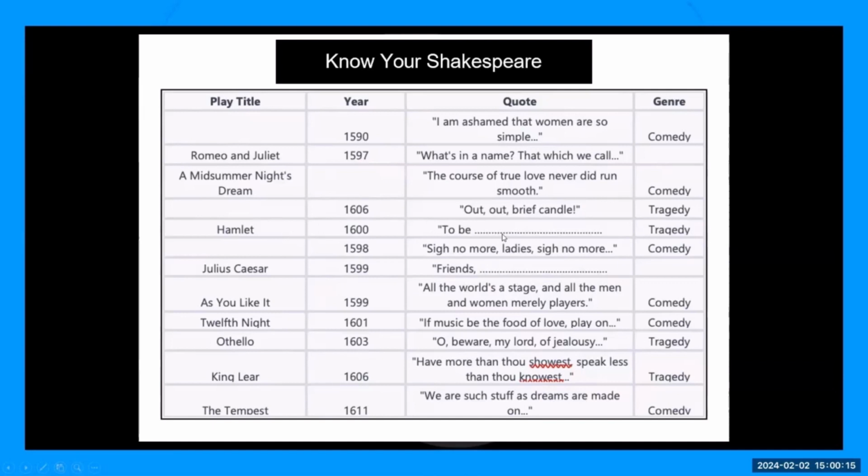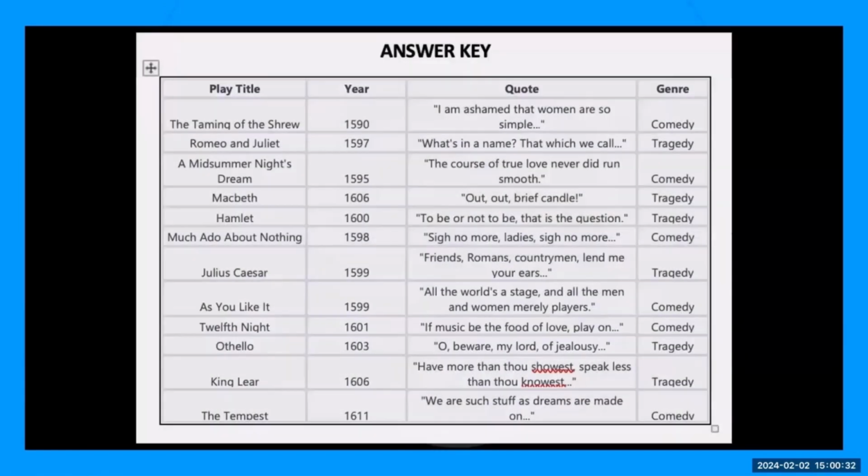And for Hamlet, what I have done is I have removed the quote. I have just kept the first two words of the quote, and the rest of the quote I have removed, so it is for the students to complete it. The simplest way is I give them the answer key and they can check. Otherwise, what I do with my students is rather than giving them the answer key, I tell them to use ChatGPT to find the answers.